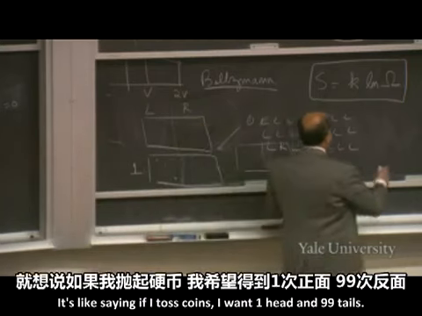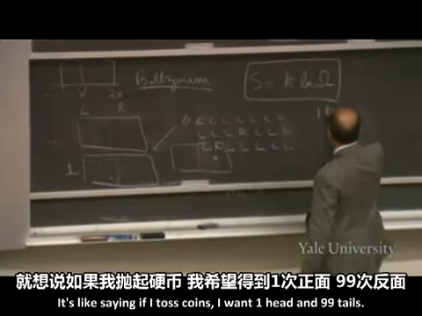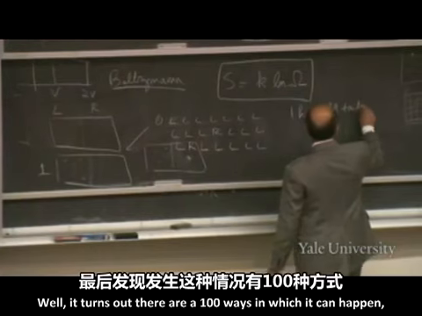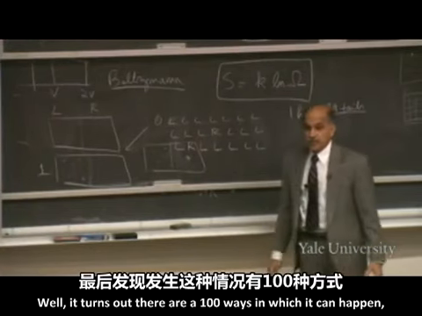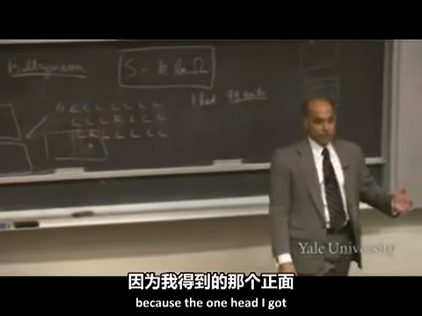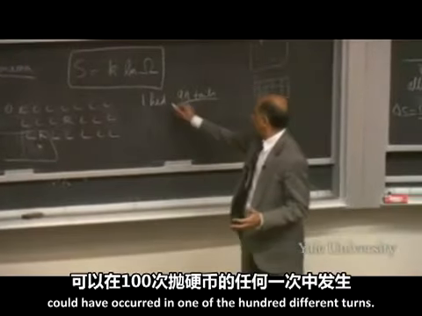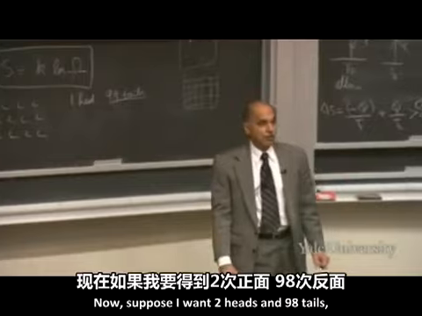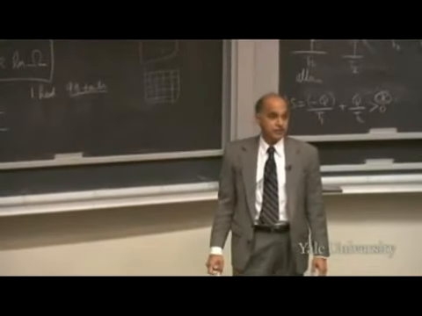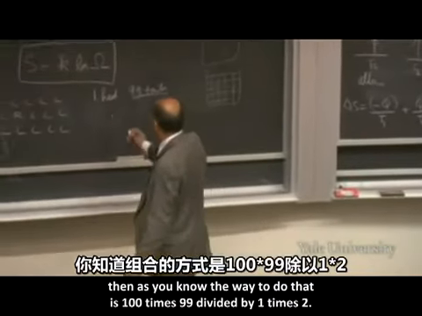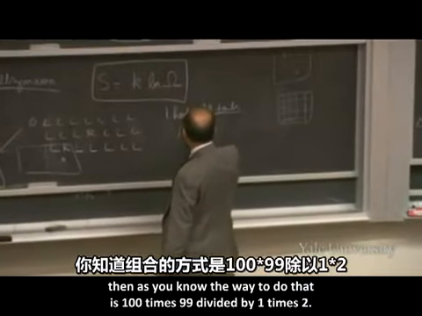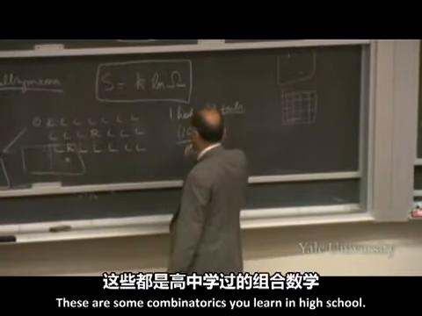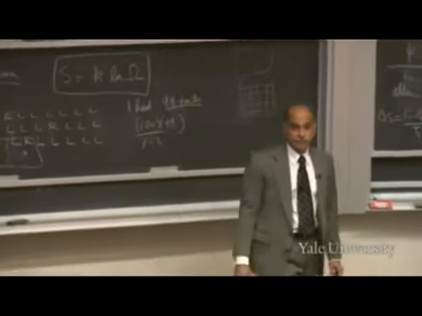It's like saying if I toss coins, I want 1 head and 99 tails. Well, it turns out there are 100 ways in which it can happen, because the one head I got could have occurred in one of the 100 different tosses. Now suppose I want 2 heads and 98 tails. Then, as you know, the way to do that is 100 times 99 divided by 1 times 2. These are some combinatorics you learn in high school.